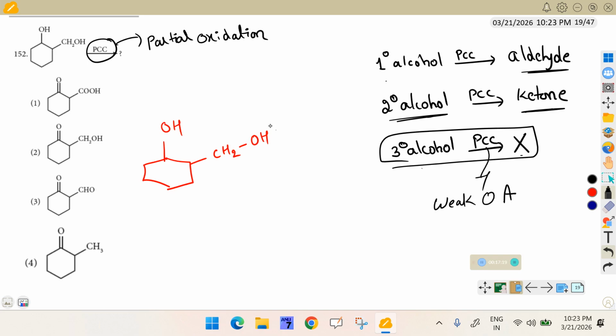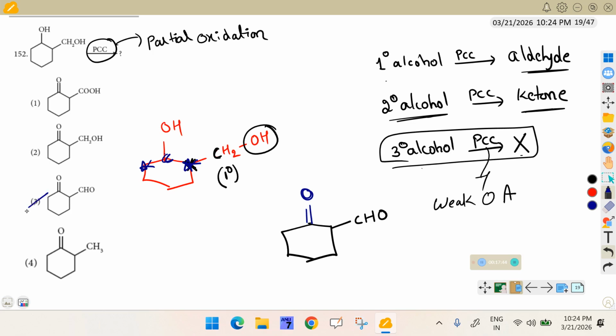Now identify the OH group attached carbon, directly attached to one carbon. So it is a 1 degree alcohol. 1 degree alcohol is converted to aldehyde. Here the OH group attached carbon is directly attached to two other carbons. So this is a 2 degree alcohol. 2 degree alcohol is converted to ketone. Based on that, the correct answer is the third option.